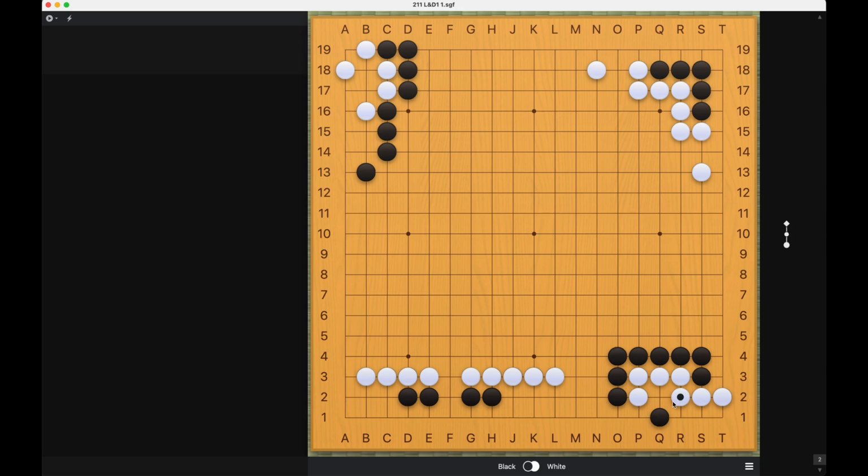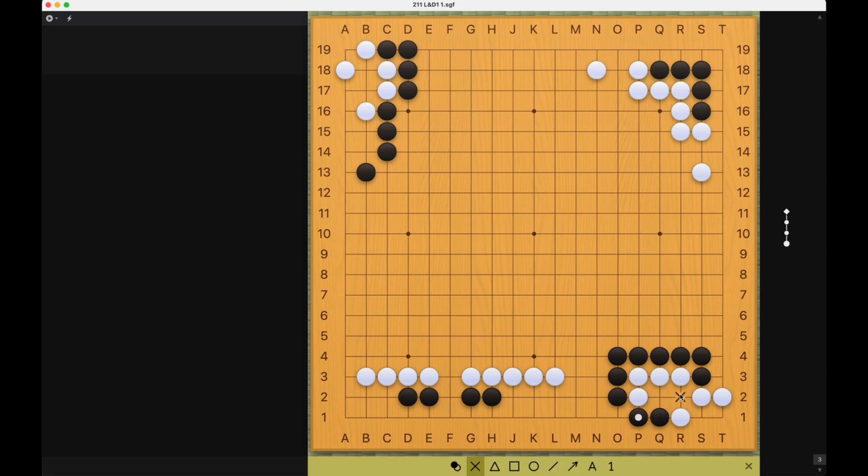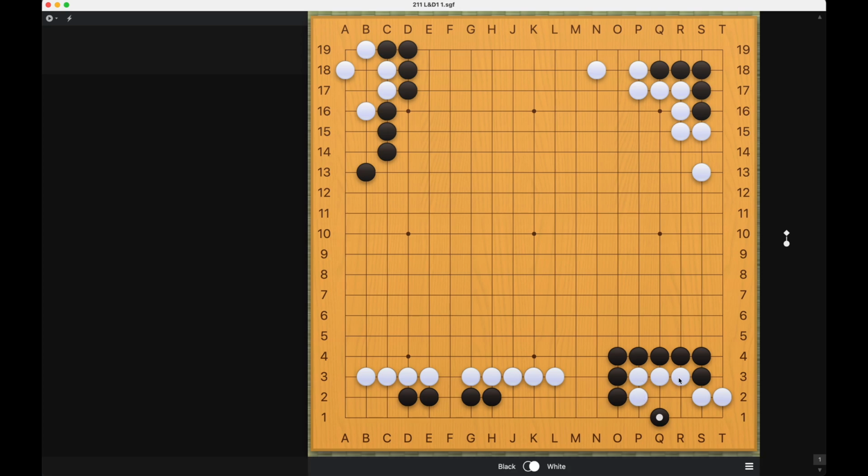So if white plays here, then black will have significantly reduced white's eye space. White will only be left with 1 real eye. White tries this. It also doesn't work because now here white will only have a fake eye at best. So this is a very important move to learn. It capitalizes on white's shortage of liberties and aims for the cut. And you will definitely see this pattern in real games.